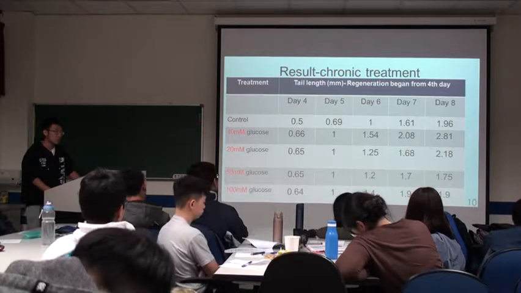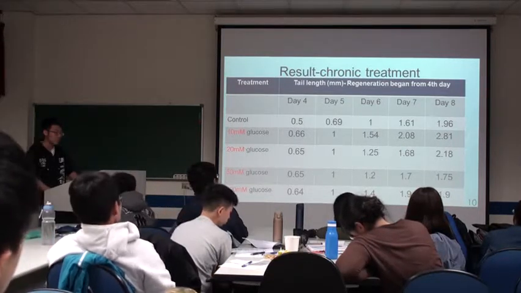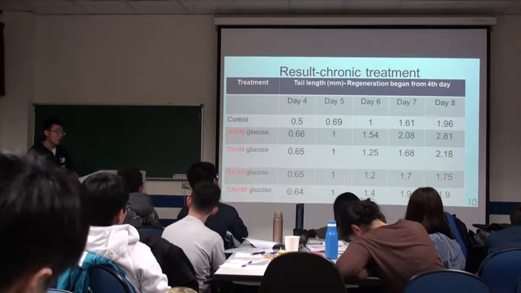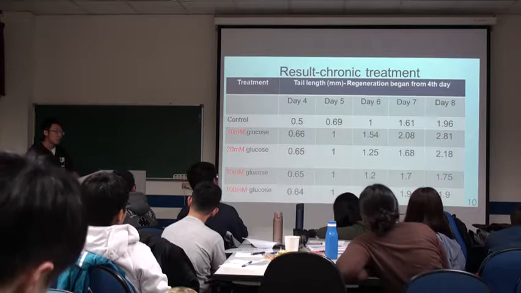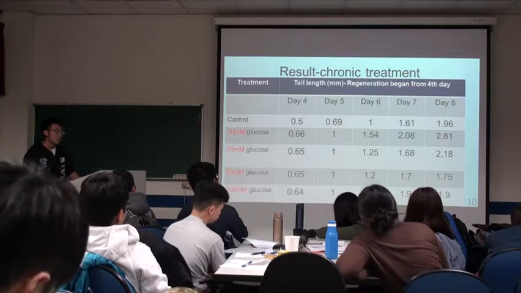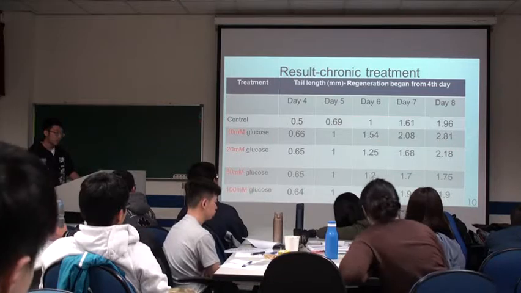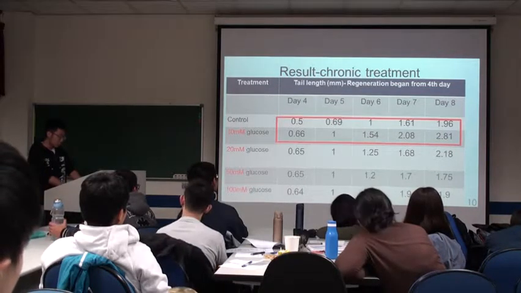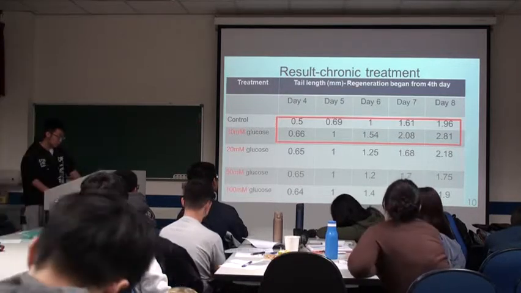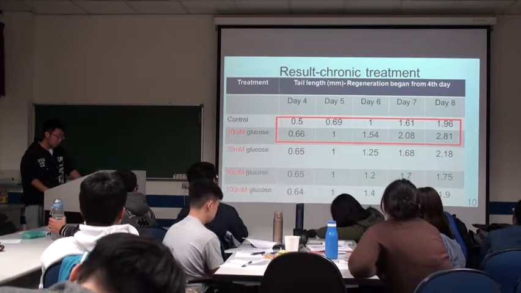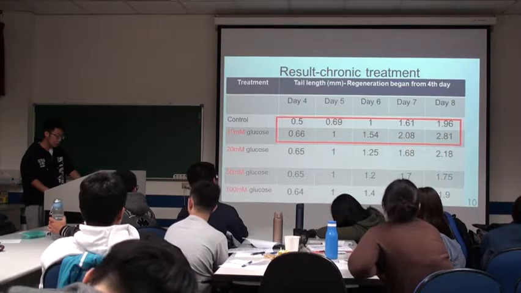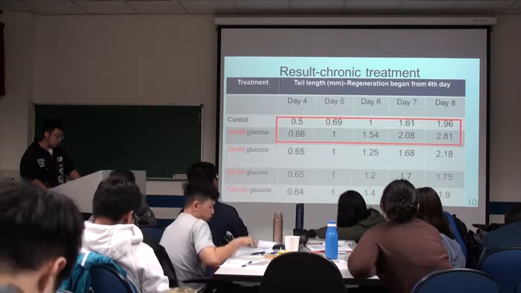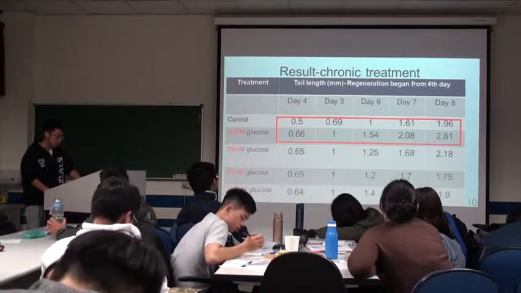First, this is the table of chronic treatment. As you can see, this table didn't mention the data of day 1 to day 3, because the regeneration began from the 4th day. Throughout the observation period, the 10 mmol glucose solution accelerated the regeneration process in the tail fin as compared to control and other glucose-treated fish, as seen in the table. And the 10 mmol glucose solution had a higher length of regenerated tail.